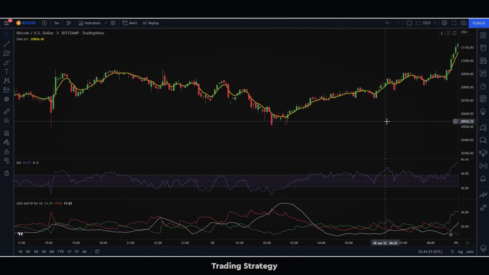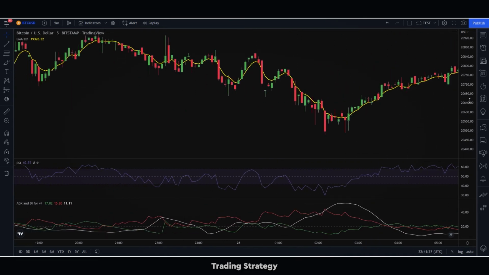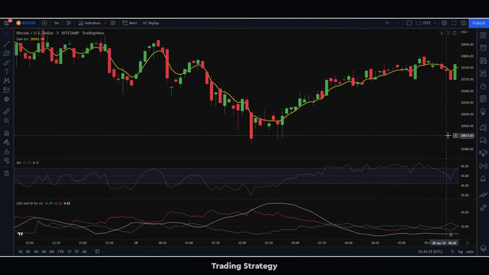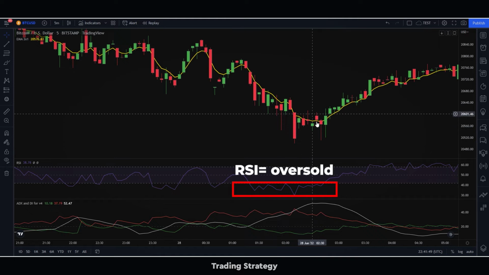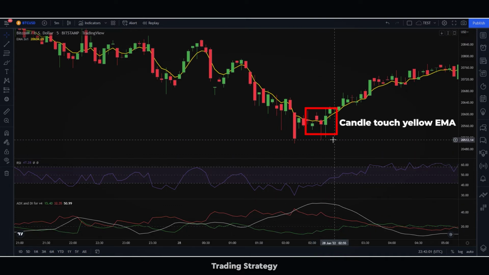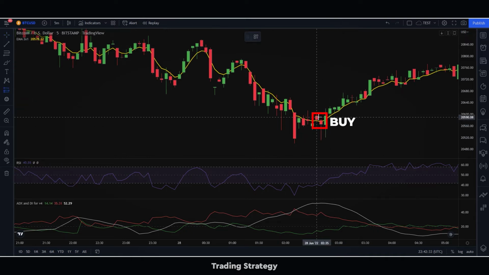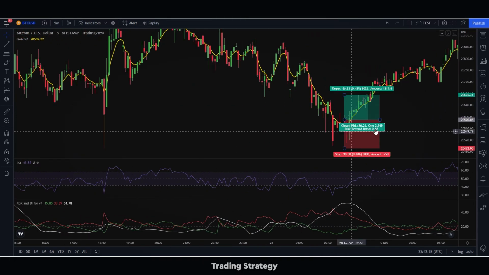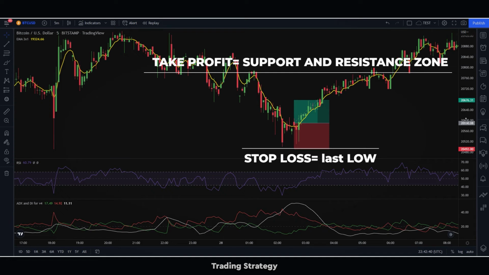Now, yes, let's begin to explain when a buy operation will be carried out. To carry out a buy operation, we will have to wait for the RSI to be in the oversold zone, and for the green line of the ADX indicator to have a positive slope. If the red line at this moment has a negative slope, the signal will be more reliable. If this is true, we will see that the candle touches the EMA in yellow. If this is also true, we will carry out the buy operation. We will place our stop loss at the last low, and our take profit at the support and resistance zones with a minimum risk-benefit ratio of 1.5 to 1.